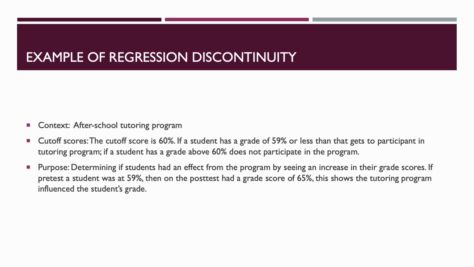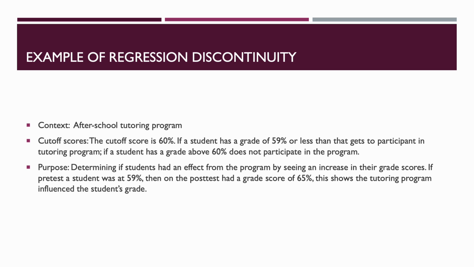Moving forward, we'll talk about an example. An example of regression discontinuity for this scenario would be an after-school tutoring program. Researchers would establish a cutoff score. For this scenario, it is 60%. This means if a student has a grade of 59% or less, that student does participate in the tutoring program, while others that have a grade of 60 or above do not have to participate.